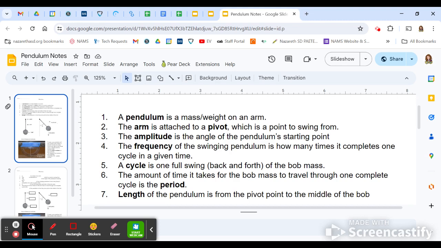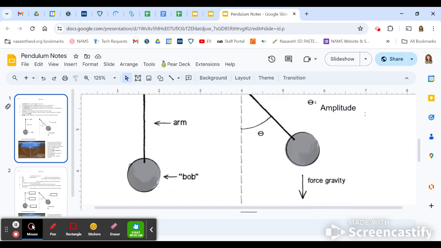The amount of time it takes for the bob mass to travel through one complete cycle is called the period. And the length of the pendulum is measured from the pivot point to the middle of the bob. So let's take a look at the diagrams a little bit lower.